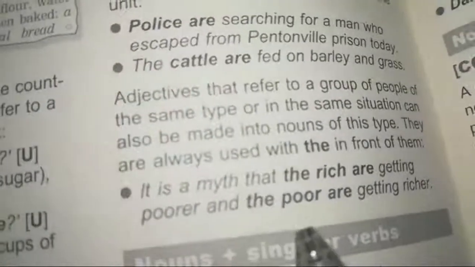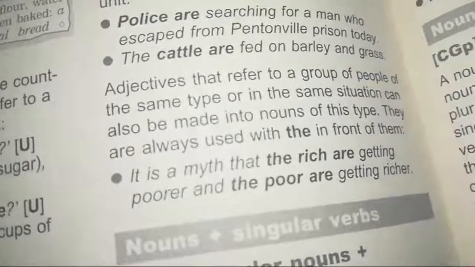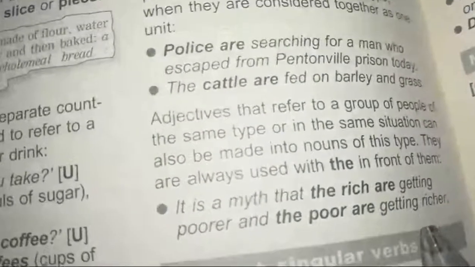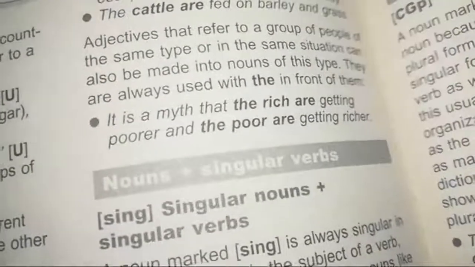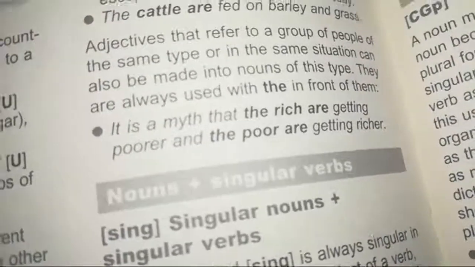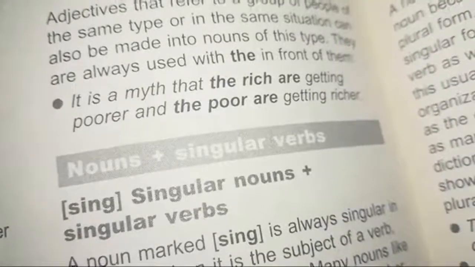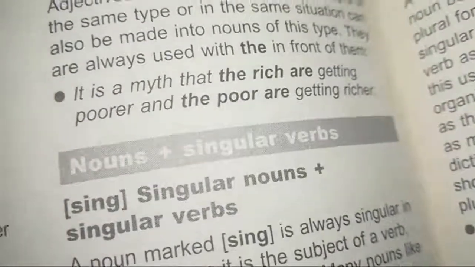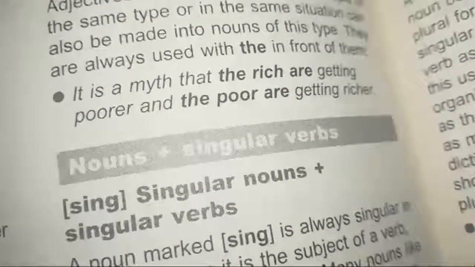Adjectives that refer to a group of people of the same type or in the same situation can also be made into nouns of this type. They are always used with the in front of them. It is a myth that the rich are getting richer and the poor are getting poorer.